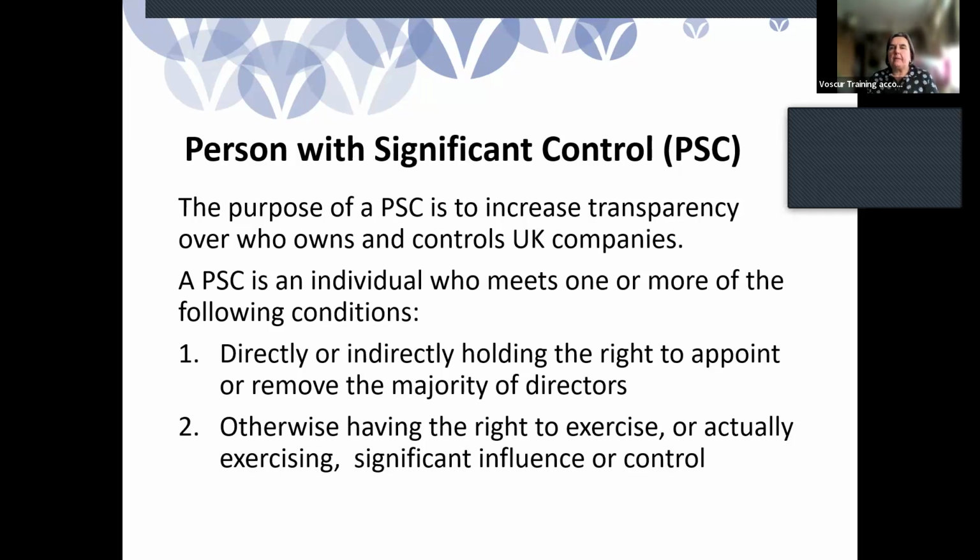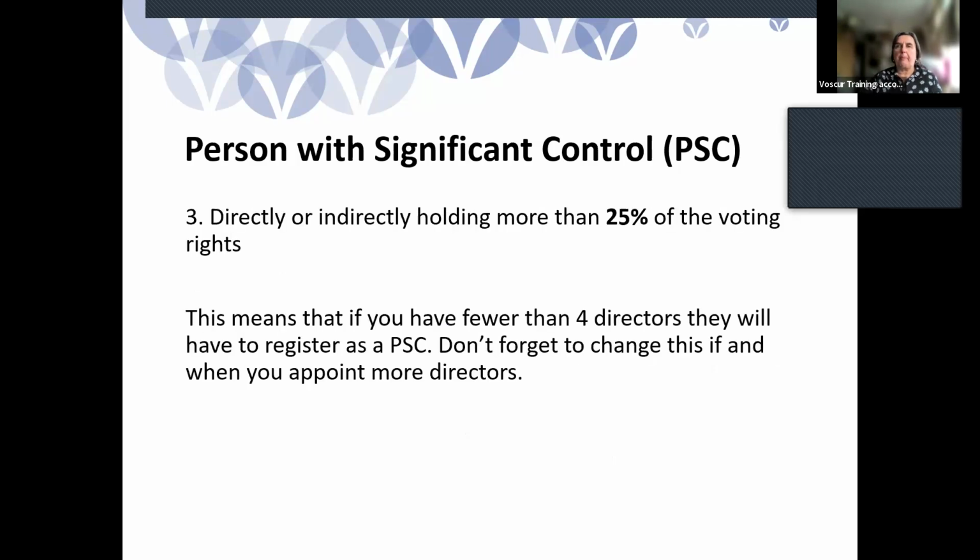So there are 3 conditions, on the next slide. First is directly or indirectly holding the right to appoint or remove the majority of directors. Second, otherwise having the right to exercise or actually exercising significant influence or control. And number 3 is directly or indirectly holding more than 25% of the voting rights.